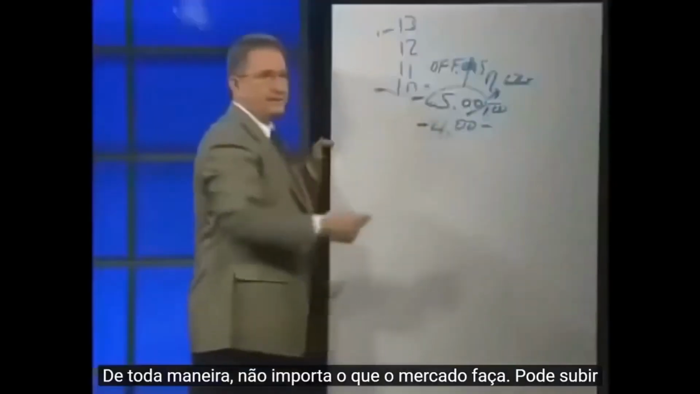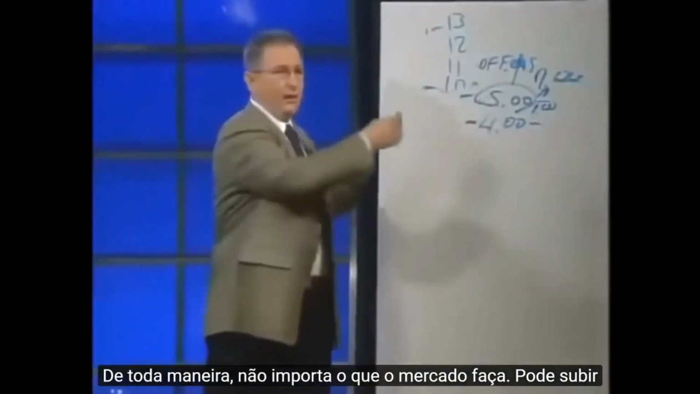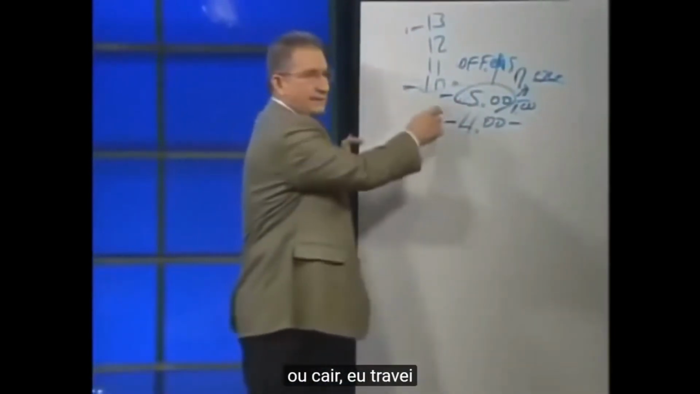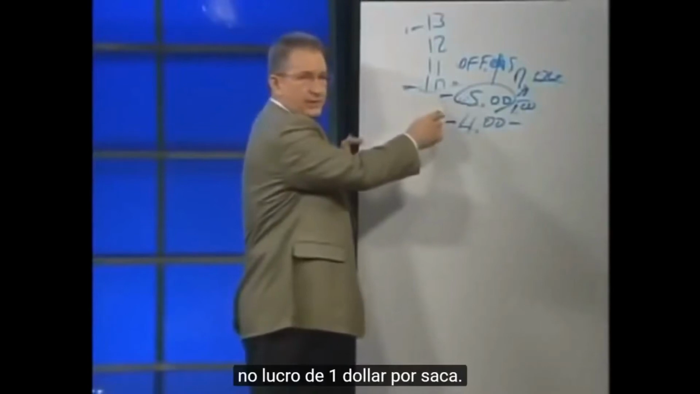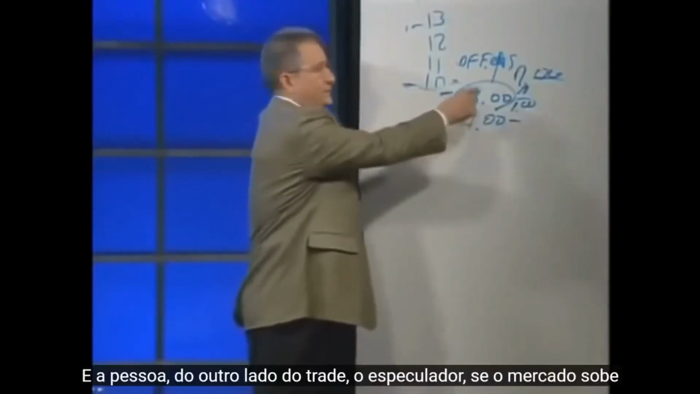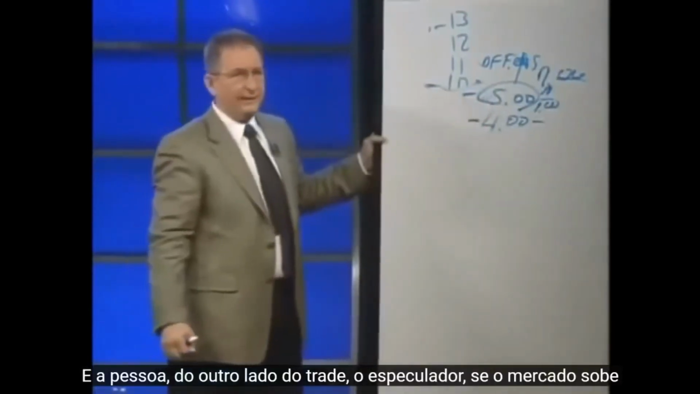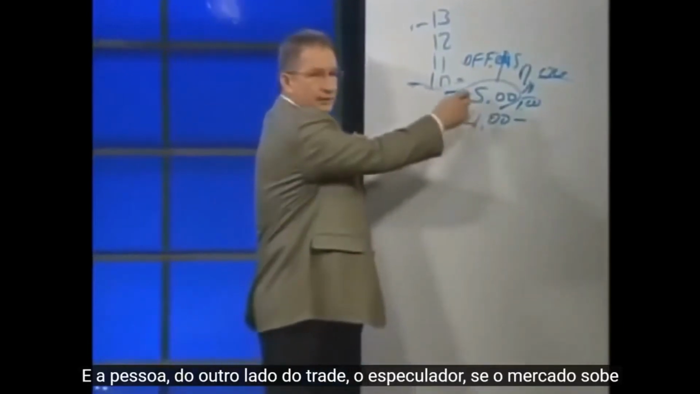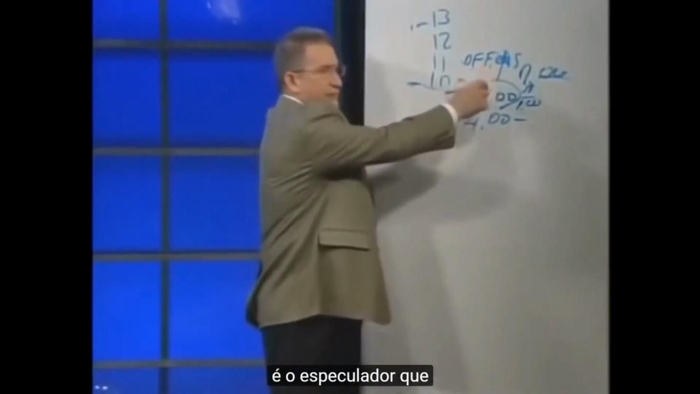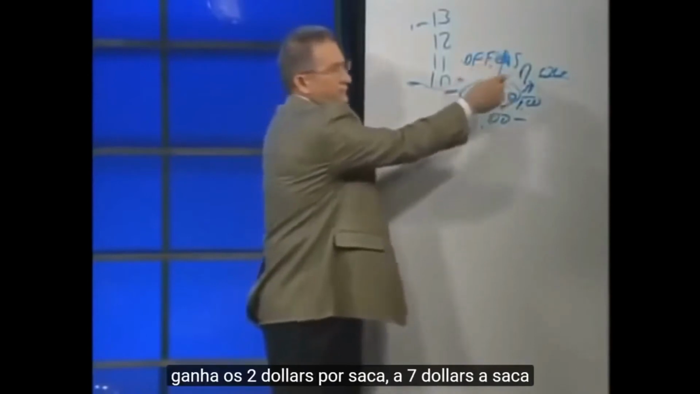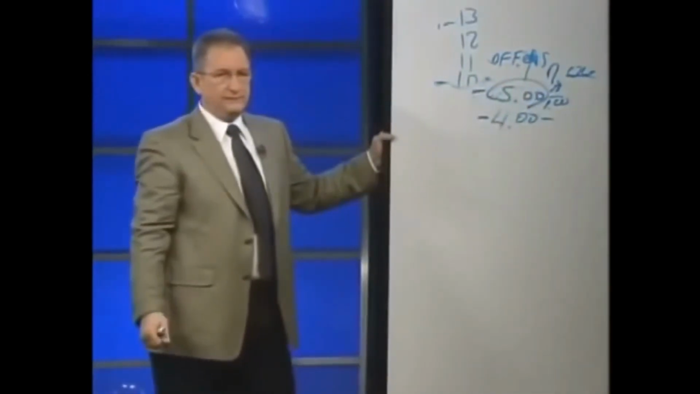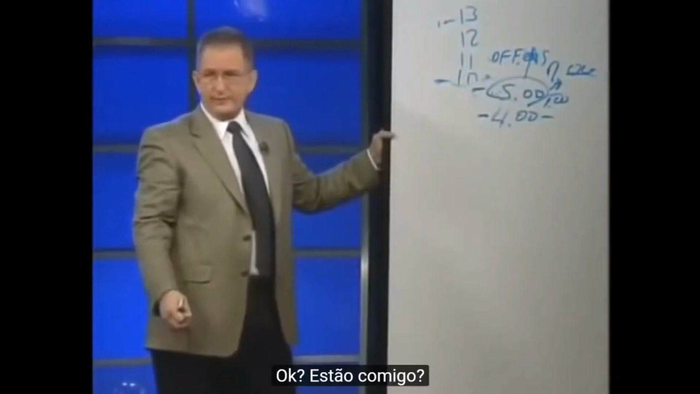So in any case, it doesn't matter what the market does. The market could go up, the market can go down. I've locked in my dollar per bushel profit. And the person on the other side of that trade, the speculator, if of course the market goes up, then the speculator is the one that makes that $2 a bushel profit if it goes up to $7 a bushel. Okay? You guys with me on all this?